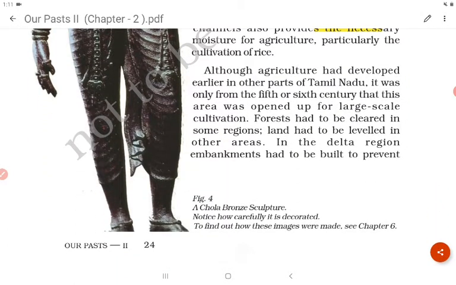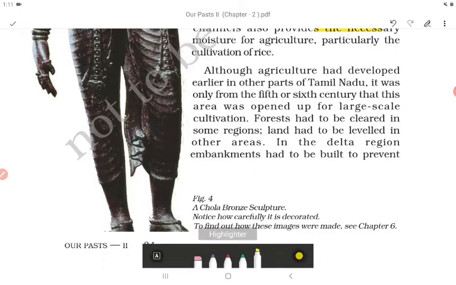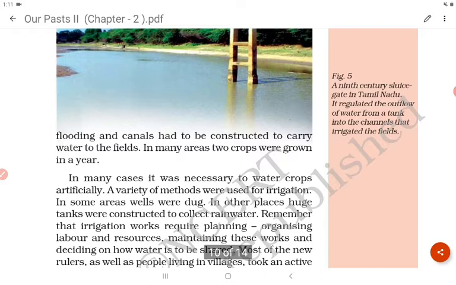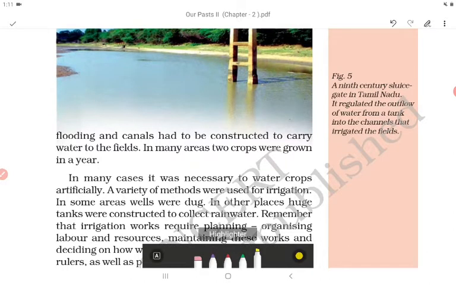Although agriculture had developed earlier in other parts of Tamil Nadu, it was also from the 5th or 6th century that this area was opened up for large-scale cultivation. Forests had to be cleared in some regions, land had to be leveled in other areas. In the delta region, embankments had to be built to prevent flooding, and canals had to be constructed to carry water to the fields. In many areas, 2 crops were grown in a year.